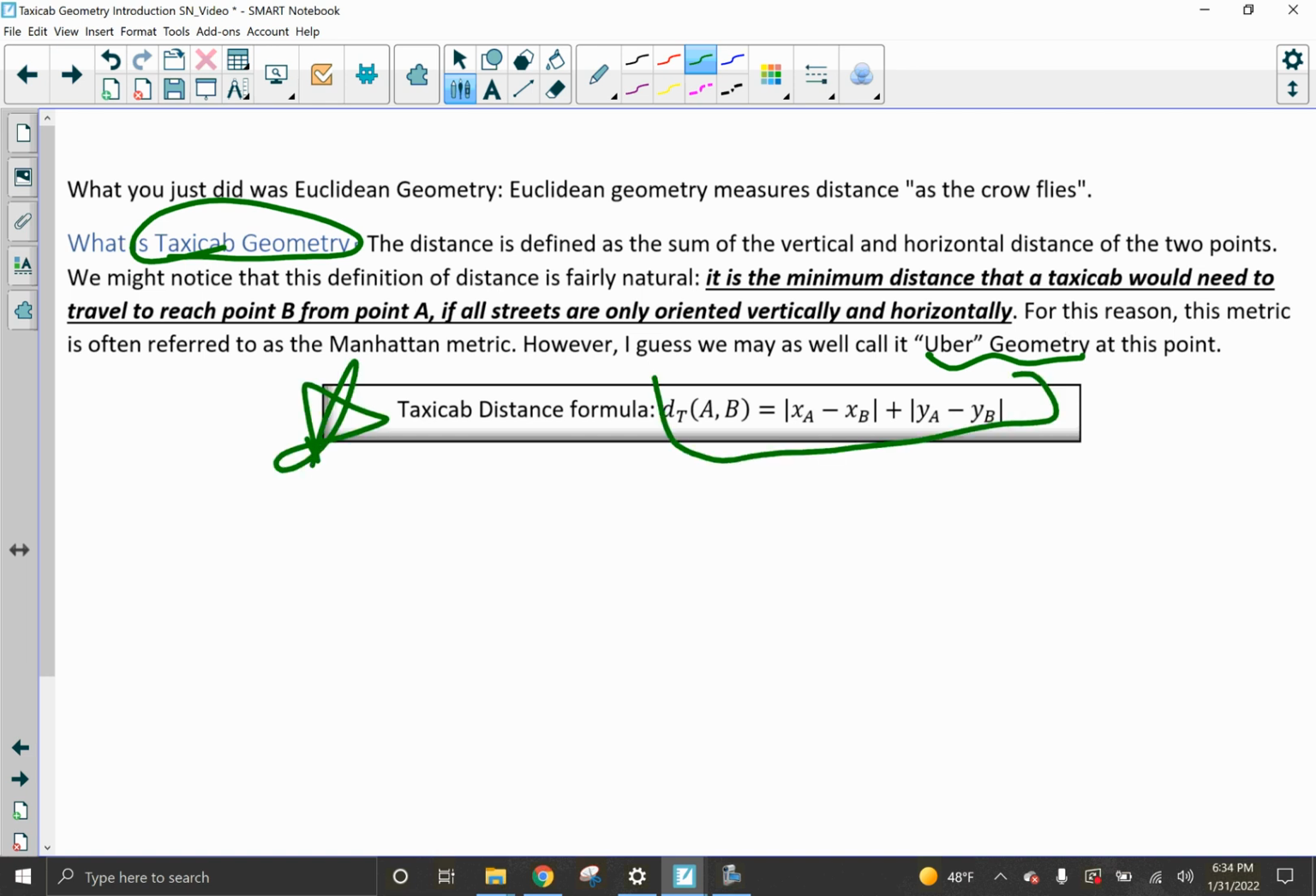So here's the formula. Notice the T here is for the taxi cab. And we are not squaring. There's no square roots. We are taking the absolute value of the differences and adding them together.